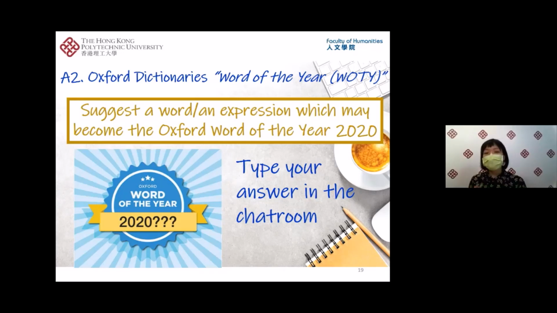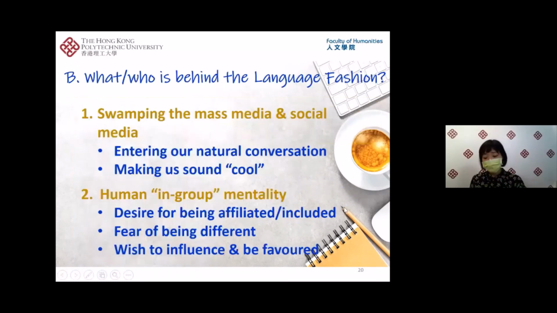Now, right. After talking about the features of fashionable expressions based on local Hong Kong Cantonese and English, which is the international language, let's have the final section of today, which is the driving force behind this language revolution, or the driving force behind the language fashion? First of all, definitely, the social media and mass media play a crucial role.